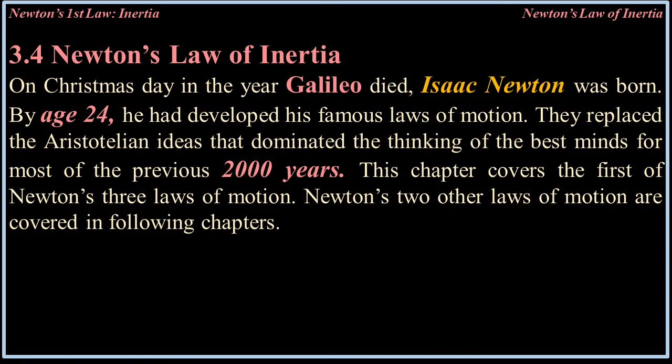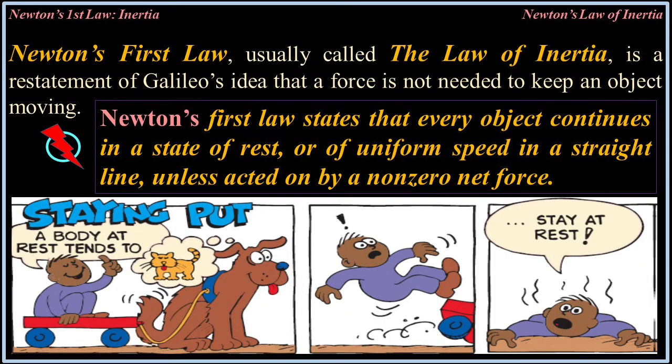3.4, Newton's Law of Inertia. On Christmas Day, in the year Galileo died, Isaac Newton was born. By age 24, he had developed his famous laws of motion. They replaced the Aristotelian ideas that dominated the thinking of the best minds for most of the previous 2,000 years. This chapter covers the first of Newton's three laws of motion. Laws 2 and 3 will be covered in the following chapters.